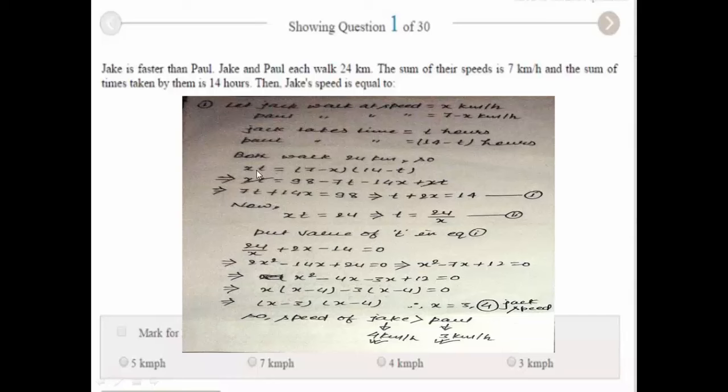Both walk the same distance, so Jack's distance equals Paul's distance. So x into t is the distance of Jack, and 7 minus x into 14 minus t is the distance of Paul. We calculated that and got t equals 24 by x. Putting the value of t in the first equation, we got x equals 3 or x equals 4. Because we know Jack is faster than Paul, obviously the value of x is 4. That means the speed of Jack is 4 km per hour and the speed of Paul is 3 km per hour.